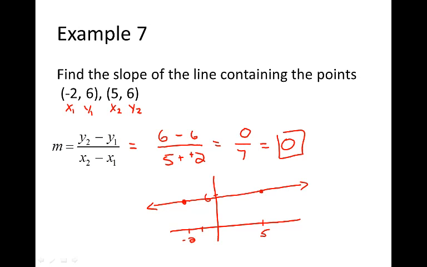Horizontal lines have a slope of 0. That's something to keep in mind. So horizontal lines, slope is 0. If the slope is 0, it is a horizontal line. That's important.